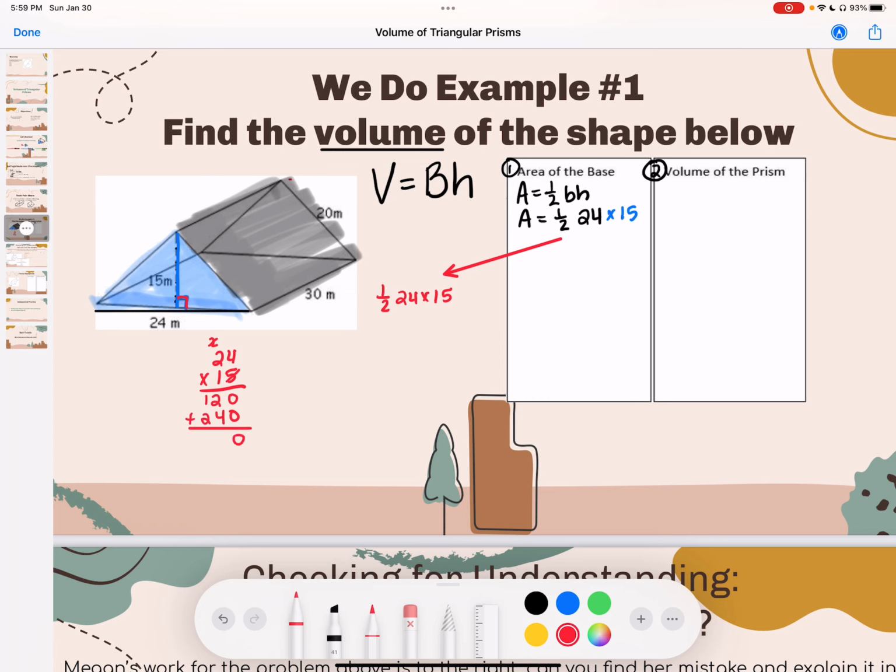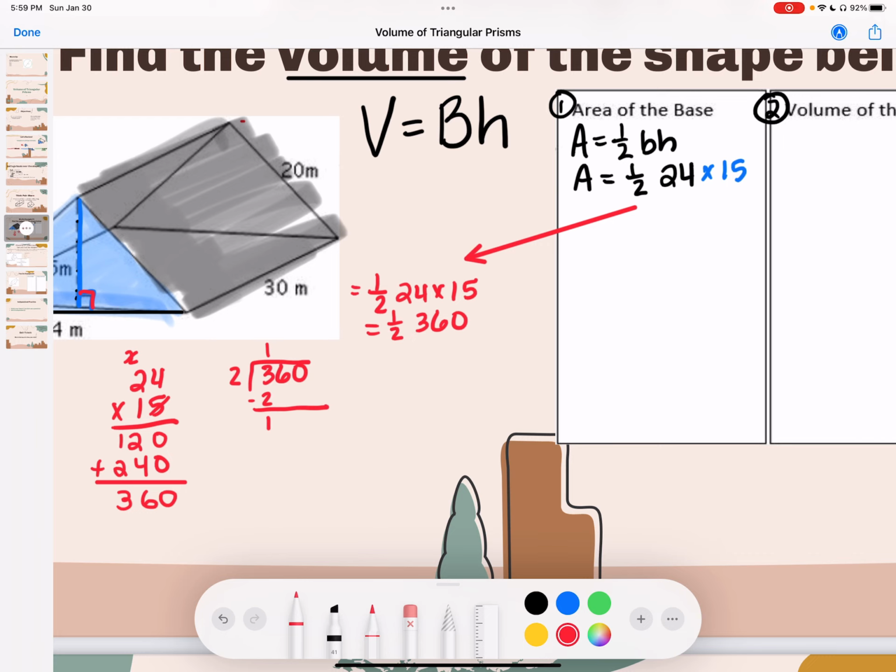Now my next step is to divide. So 360 divided by 2. 2 goes into 3 one time. I have 1 left over. 2 goes into 16 8 times. I have nothing left over, but I still have the 0. So I'm going to put my 0 up here. So I get 180. So that's one way to do it whenever you're solving these.